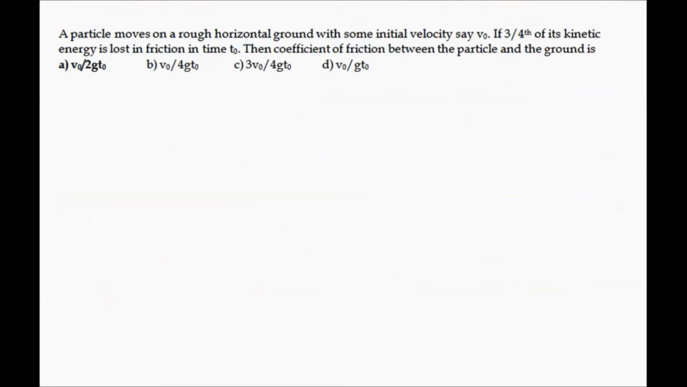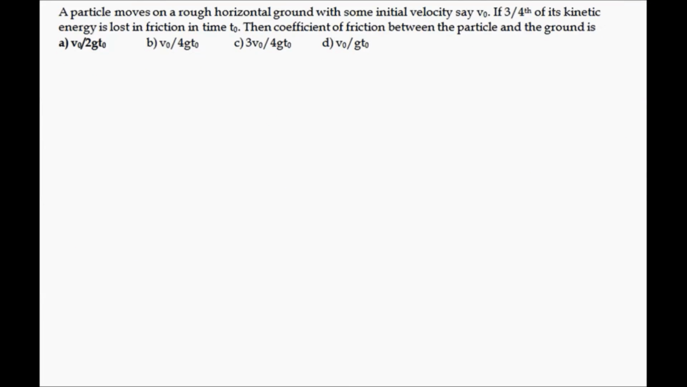The next problem is that a particle moves on a rough horizontal ground with some initial velocity v0. If 3 by 4th of its kinetic energy is lost in friction in time t0, then you have to calculate the coefficient of friction between the particle and the ground.